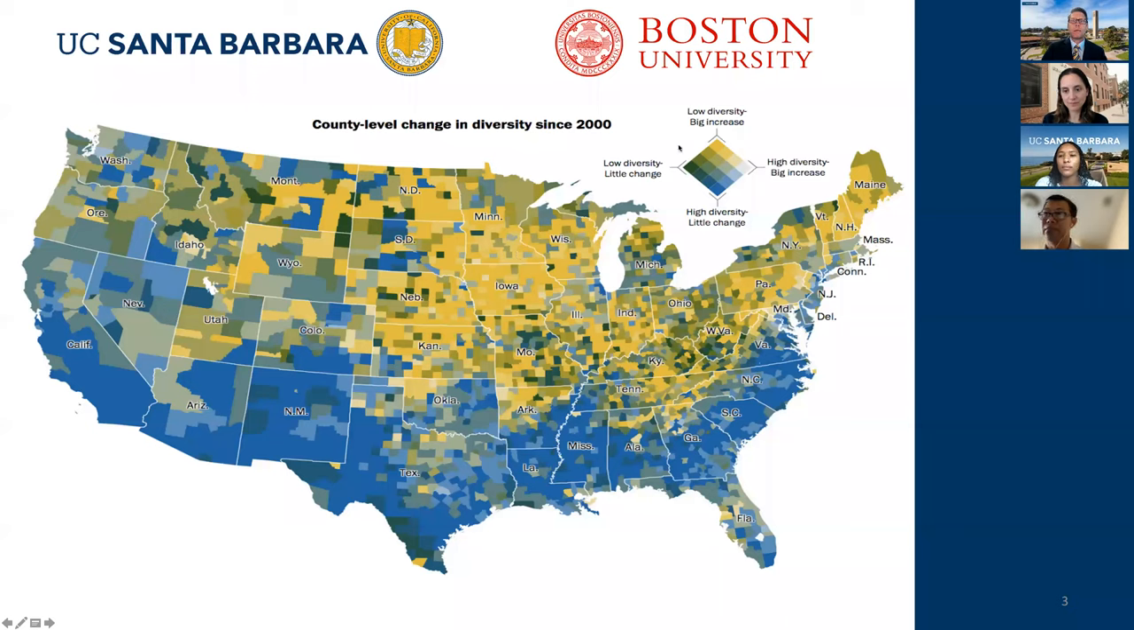You can see that across the South, the West, East, and Midwest. And then importantly, there's only a few areas that show up in this really dark green, the low diversity, little change. This is since 2000, looking county by county throughout the US. You can see that diversity has been increasing and or continuing to remain very high in so many regions throughout the United States. This is part of the rationale for why it's so critically important that we prepare future faculty, as well as scholars and practitioners and professionals, to meet the needs of culturally and linguistically diverse children and families throughout the country.